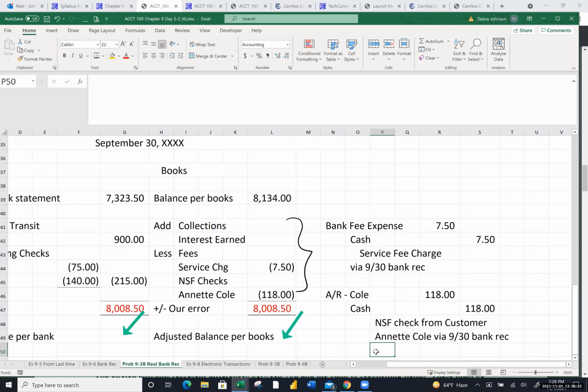And I will tell you, there's lots of companies out there that will bring in a CPA. I know because I do a couple of these right now, and they'll pay me $350 an hour to come out there and do their bank rec. Okay, why? Not because the people in their firm are incapable of doing it. I mean, this is an accounting 100 class and we're doing it. So it's not that they are incapable.